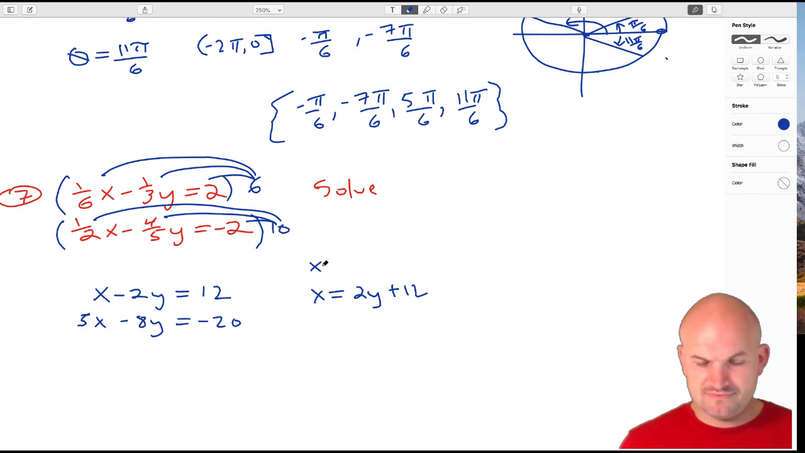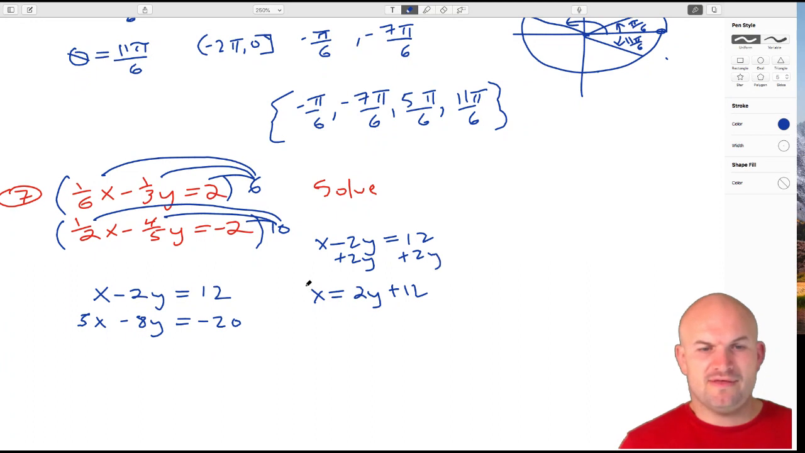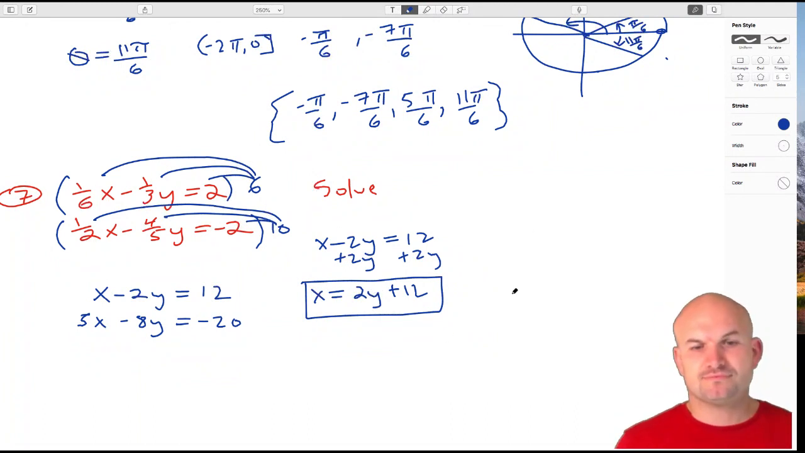So again, I'm just going to take x minus 2y equals 12, and add 2y to both sides. All right, and then I get this equation. Well, now in my other equation, I'm going to plug in this 2y plus 12.